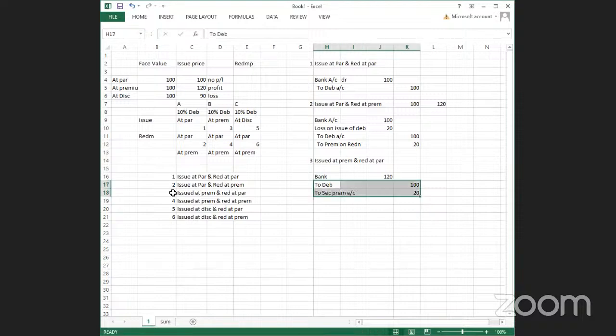Now, since redemption at par is at par, there is no loss. Okay, so in debit only bank will come. Is this clear, student? I hope this is clear. Okay. We'll go to next one, fourth option.